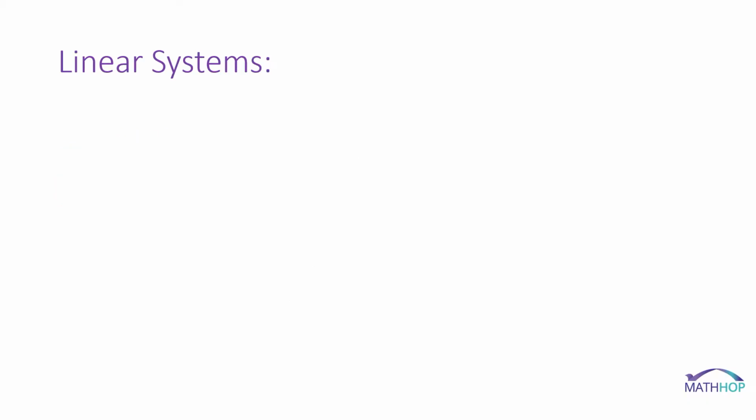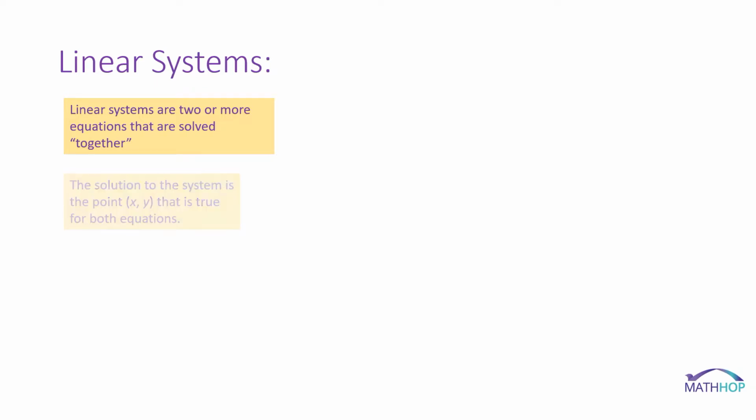So, linear systems, what are they? Linear systems are two or more equations that we solve simultaneously or together. And even though linear systems could have more than two equations, for this video lesson, we will concentrate only on linear systems with two equations.